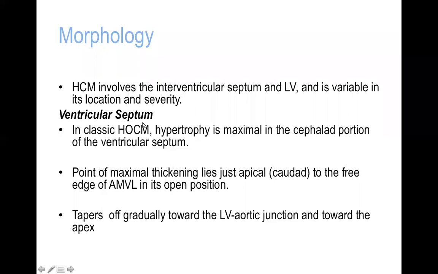Now we'll come to the morphology. HOCM involves the interventricular septum and left ventricle and is variable in its location and severity. In classic HOCM, hypertrophy is maximum in the distal cephalad portion of the ventricular septum. The point of maximum thickening is just apical or caudal to the free edge of the anterior mitral valve leaflet in its open position, and tapers off gradually toward the left ventricular aortic junction and towards the apex.